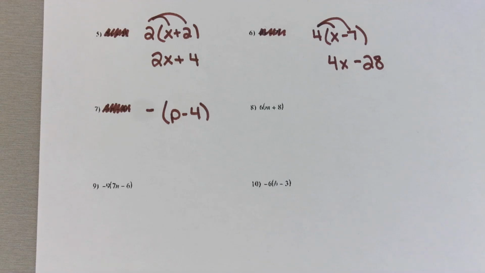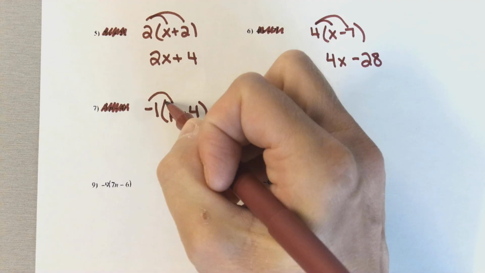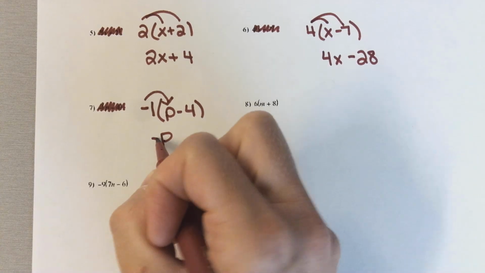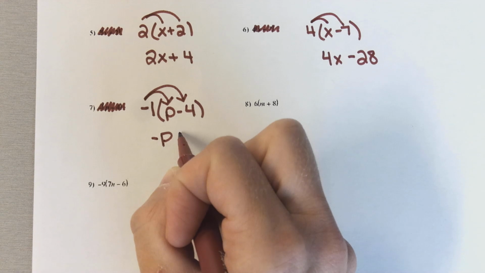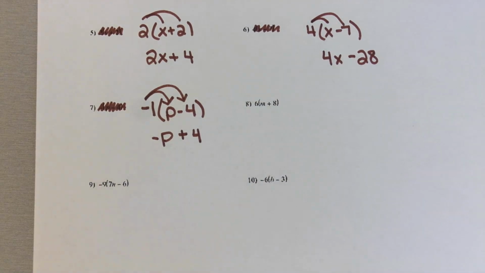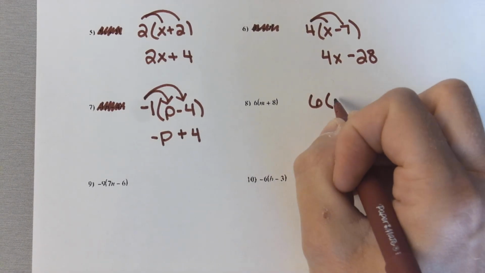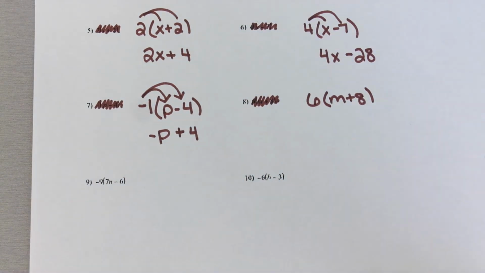Alright, if there's no number out front, what's really hanging out there? A 1. So it's a negative 1. Alright. Negative 1 times p. Negative p. Negative 1 times negative 4. Negative times a negative. Positive. Yeah, it'll be a positive 4. So be careful with the signs. Kind of similar to what we were talking about during the warm-up. The signs matter here. Alright, I'm going to pretend this says 6 and then m plus 8. I don't know if that's what it says, but that's what we're going to go with. Is that 36? I think it is too.